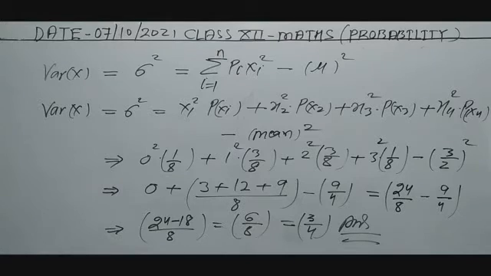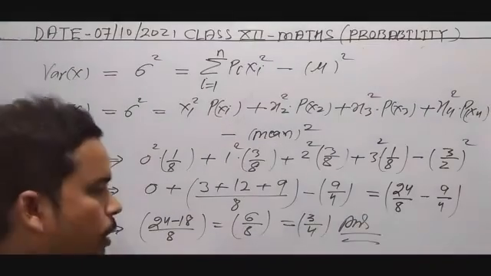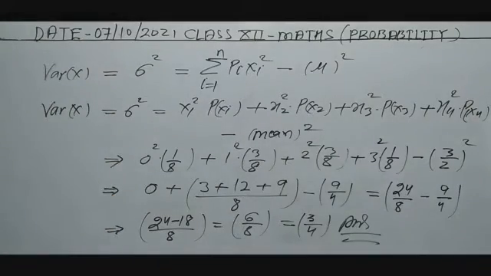Now suppose you have to calculate standard deviation. So what will you do? You have to take its square root. The positive square root of variance is known as standard deviation. Now suppose in this question you have to find the standard deviation. So you have to take only the square root of 3 by 4. The result will be root 3 by 2. Now this question is completed.